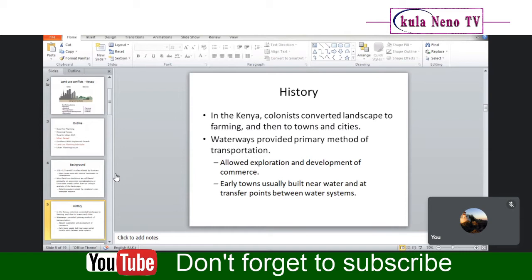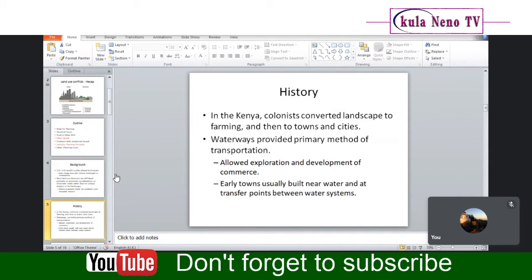If we can try and remember the history that we know, this land was converted because that was the first thing that man did once they conquered. It's just where do we get our food from? So they started farming. And then slowly, slowly, they started small towns. And then from there, the towns became cities.